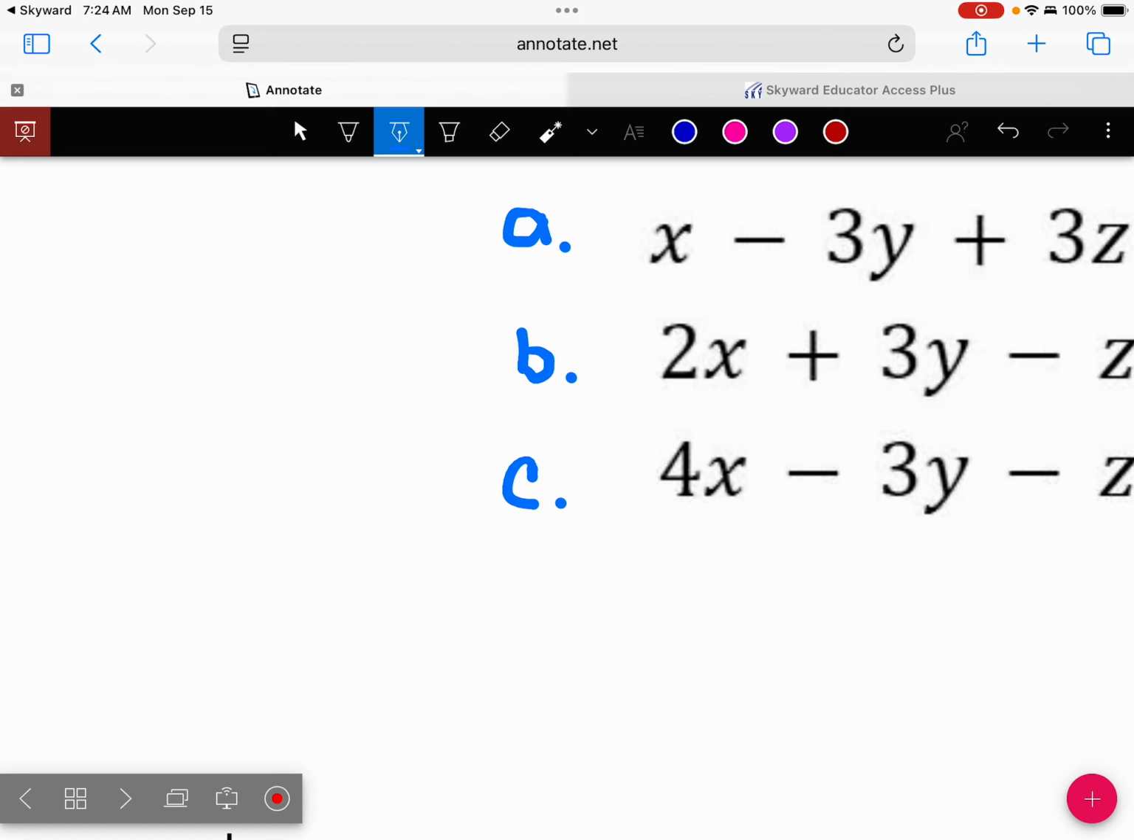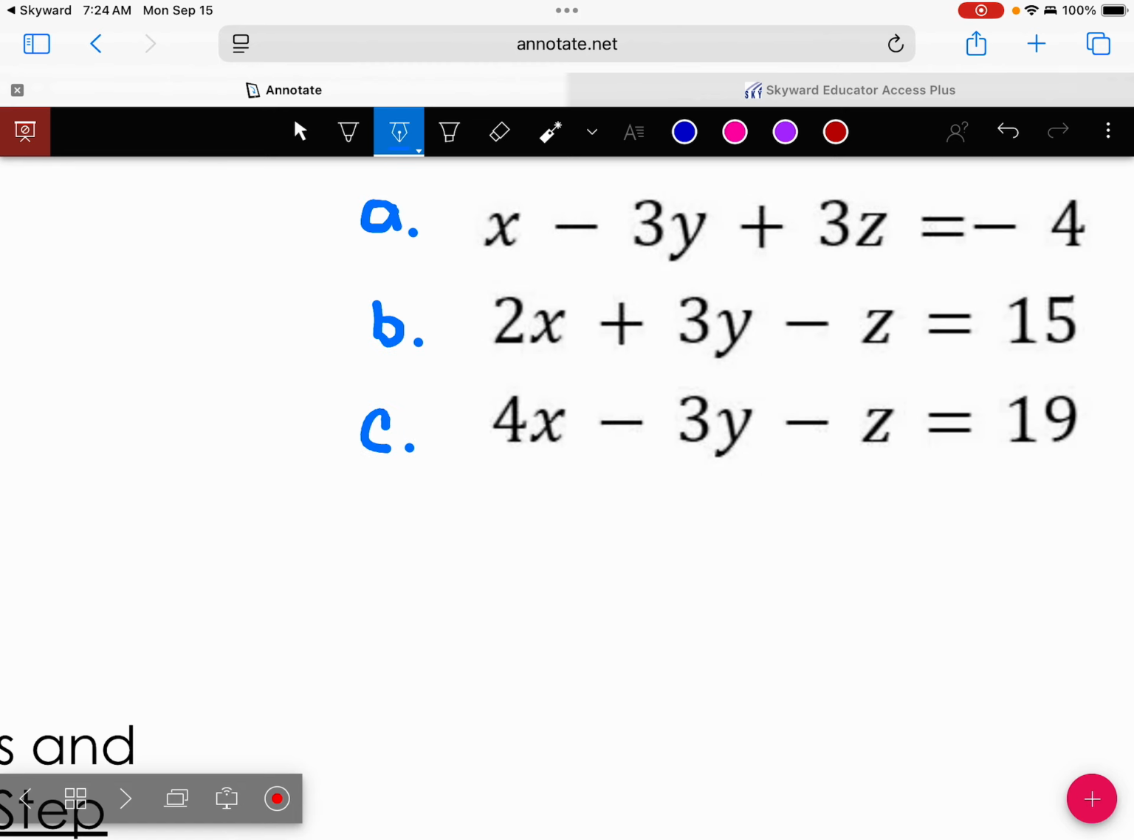And what we're going to do is we're going to look through here, and we need to eliminate out one variable in here. So what I'm going to do is I'm going to break these up into groups of 2 because it's really hard to work with all 3 at the same time. I want to take 2 equations and eliminate out one variable. And then I need to do a different pair of 2 to eliminate out the same variable.